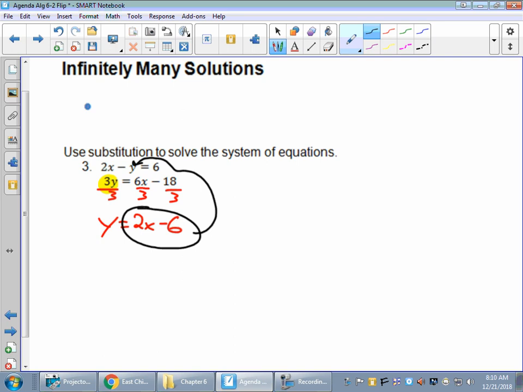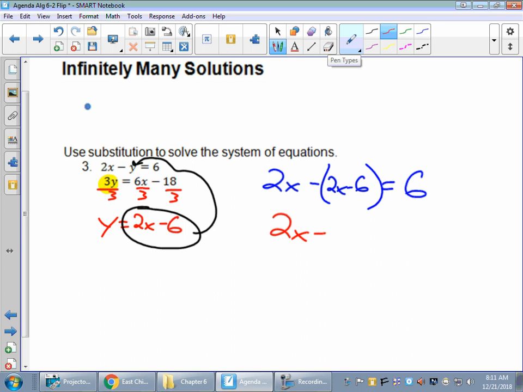So again, now I'm going to take that, and I'm going to use the second equation, this 2x minus y equals 6. But remember, I'm not actually taking the y. I'm going to use what I substituted in, this 2x minus 6. And I always put it in parentheses because that reminds me to distribute this negative 1 in here. So now I'm going to have 2x, and negative 1 times 2x is negative 2x, and then negative 1 times a negative 6 makes a positive 6, equals 6.